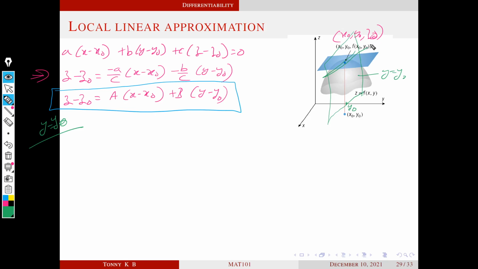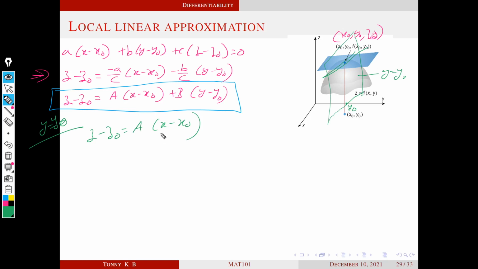Clear? So what is the equation of this tangent? When y equals y naught, this term becomes 0. So our equation is z minus z naught equals a into x minus x naught. Geometrically, what is this? This is a straight line passing through x naught, y naught, z naught. And it is clear that this straight line is lying on this tangent plane. So it is tangent to this point.